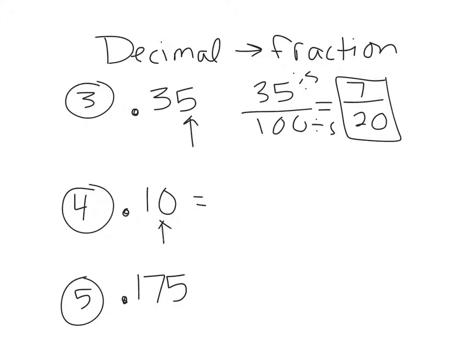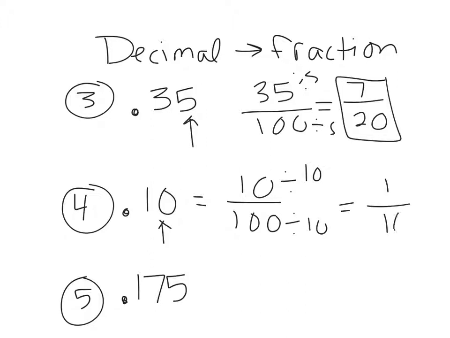Okay, again, the last digit here is in the hundredth spot, so I'm going to put it over 100, so 10 over 100. I know that 10 and 100 both divide by 10, so that gives me 1 over 10 is my answer.